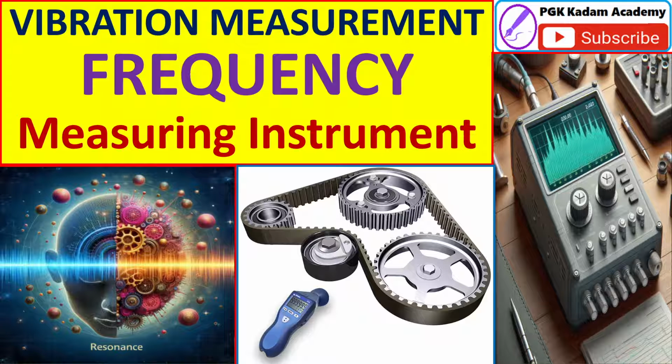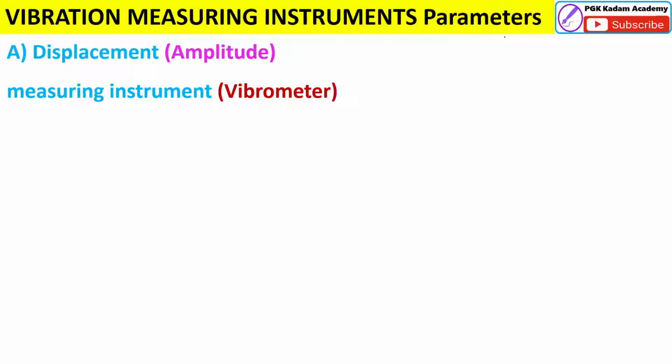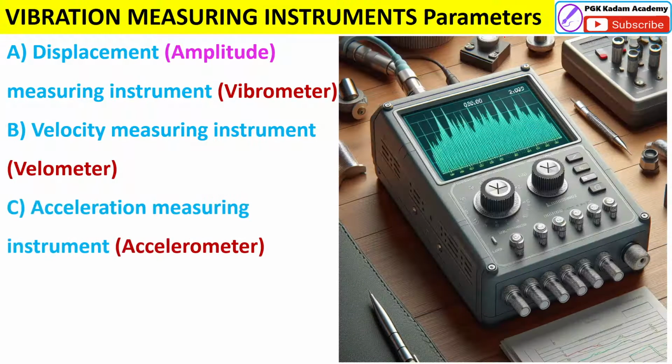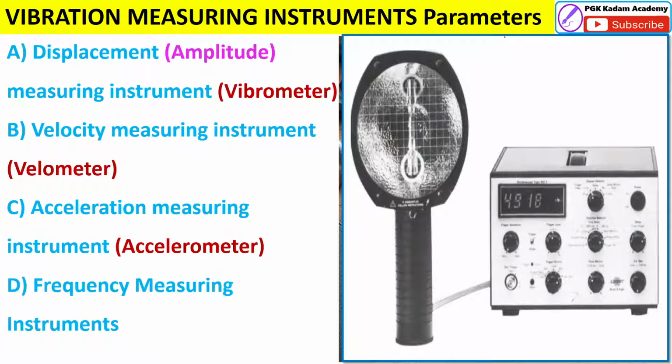Dear friends, we are watching the vibration measurement videos. Under this video, we are going to learn about the frequency measuring instrument. Various parameters are measured under vibration measuring instruments. Displacement, amplitude measuring instrument, the vibrometer, is there. The velocity measuring instrument, the velometer, is there. And after that, the acceleration measuring instrument, the accelerometer, is there, and frequency measuring instruments are there. Dear friends, all the videos on each individual parameter we can watch on my YouTube channel playlist.